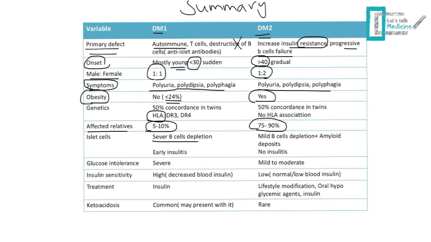In type 1, we have severe beta cell depletion as the main pathophysiology, while in type 2 diabetes, we have mild depletion of beta cells, but we have amyloid deposits. In type 1, we have insulitis, but not in type 2. Glucose intolerance is more severe in type 1, and it's mild to moderate in type 2. Insulin sensitivity is high in type 1 diabetes, while low in type 2. As we will discuss later in other videos, in type 1 diabetes, all patients will need to be treated with insulin, while in type 2 diabetes, they need lifestyle modification, oral hypoglycemic agents with or without insulin.